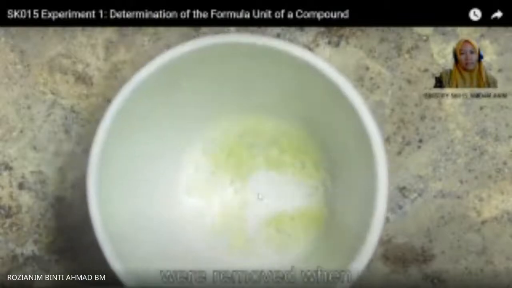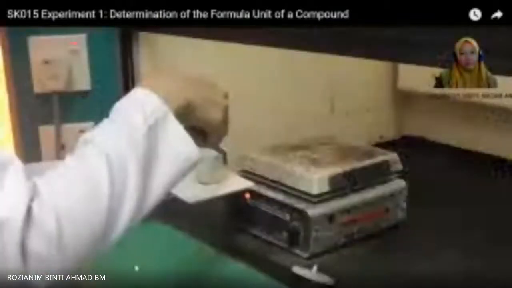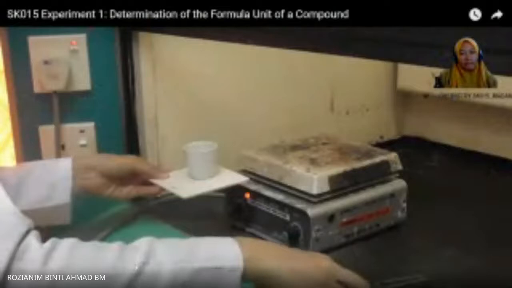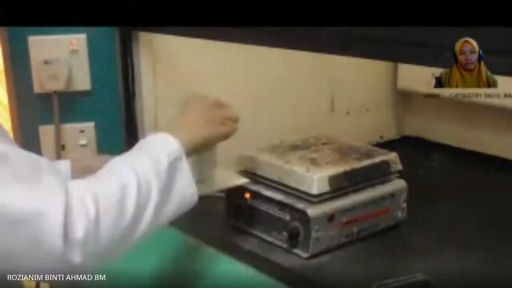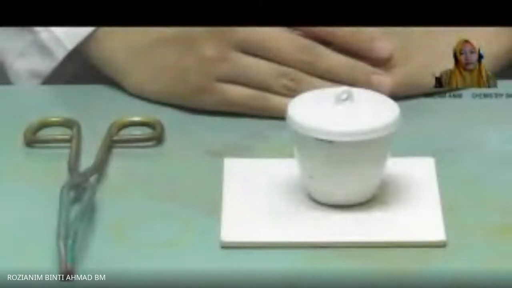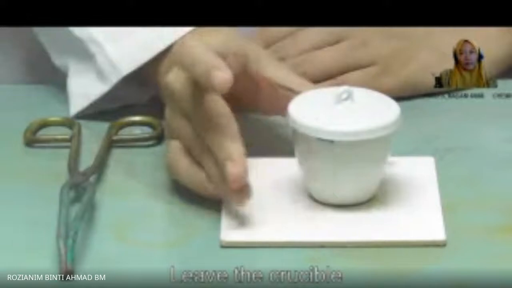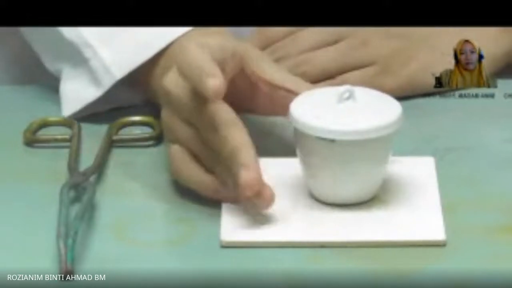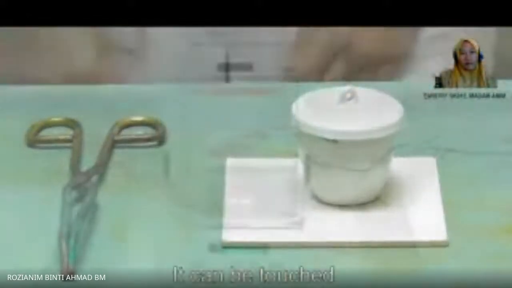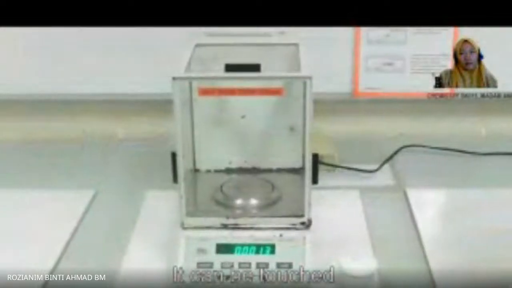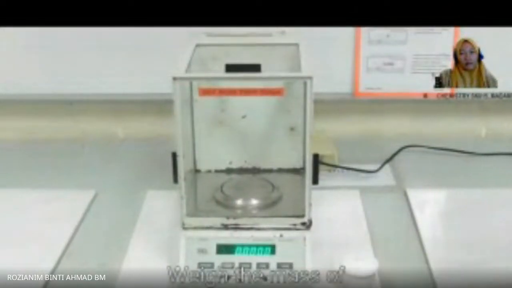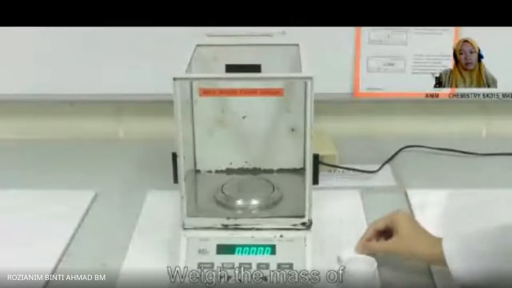Remove the mixture and handle the crucible with care. Use the white tile to support the crucible, to prevent it from slipping. Leave the crucible to cool to room temperature. The crucible is not hot enough to hurt; it can be touched comfortably using bare hands. Weigh the mass of the crucible and dry mixture.